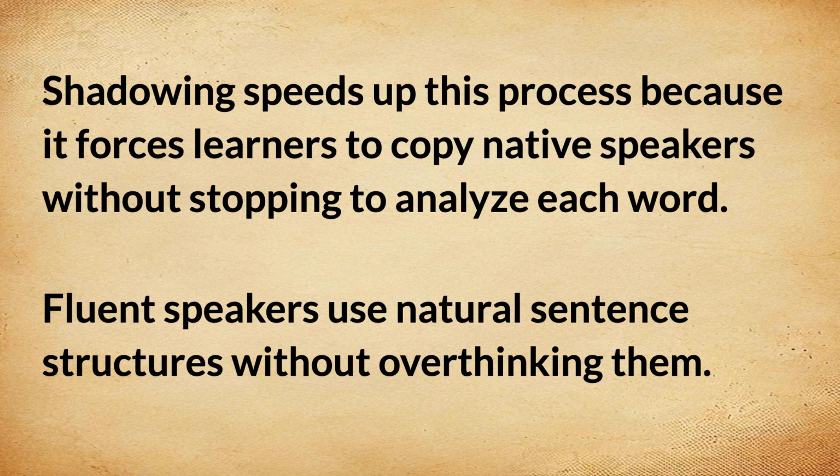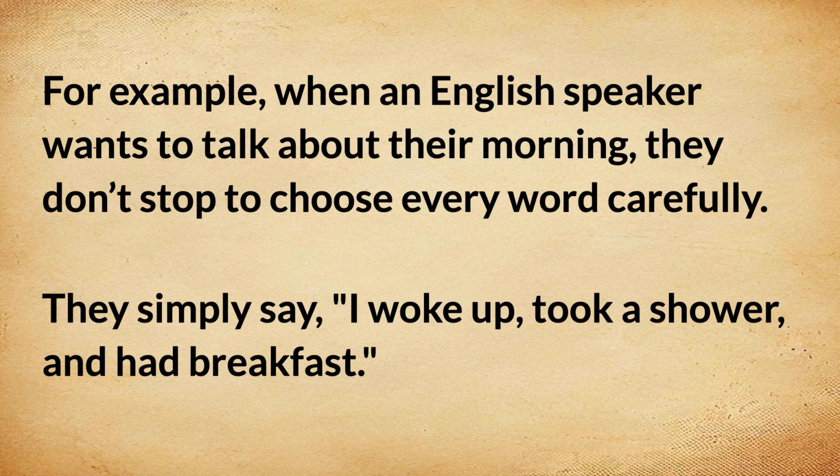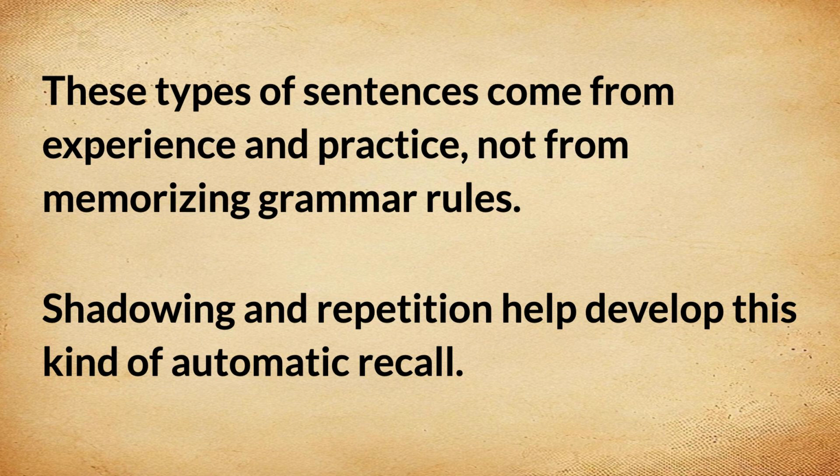Fluent speakers use natural sentence structures without overthinking them. For example, when an English speaker wants to talk about their morning, they don't stop to choose every word carefully. They simply say, "I woke up, took a shower, and had breakfast." These types of sentences come from experience and practice, not from memorizing grammar rules. Shadowing and repetition help develop this kind of automatic recall.